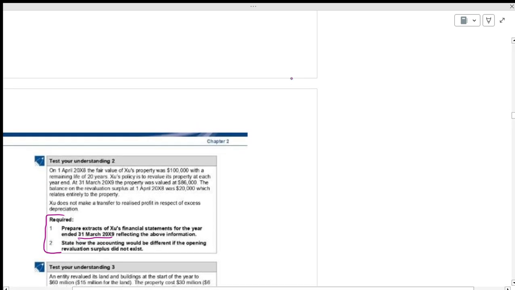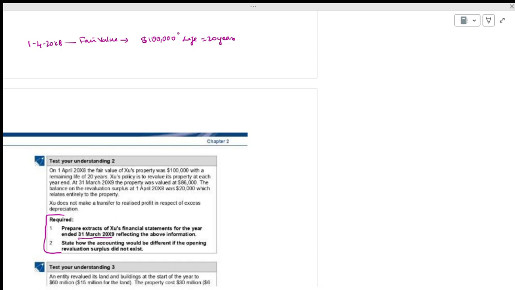I will write from here, okay? When they purchased on 1st April 2008, what is the fair value? I will tell about fair value at a later stage, not now. How much is the property? Property is 100,000. Remaining life is how much? Life is going to be 20 years.